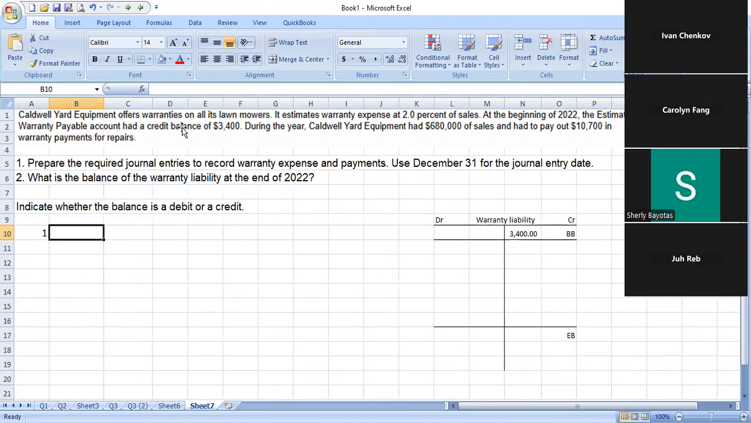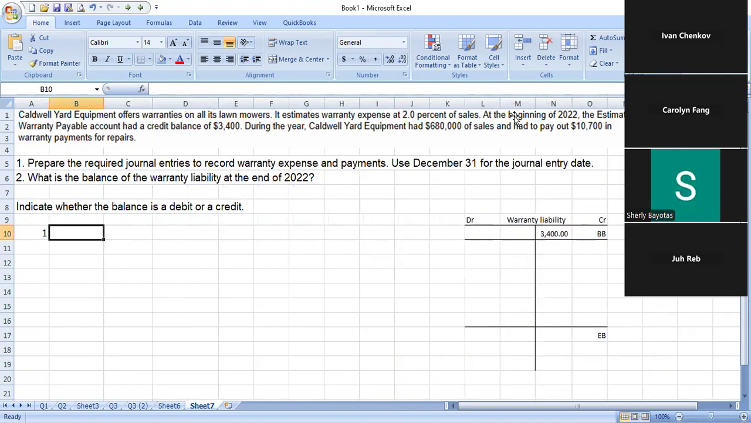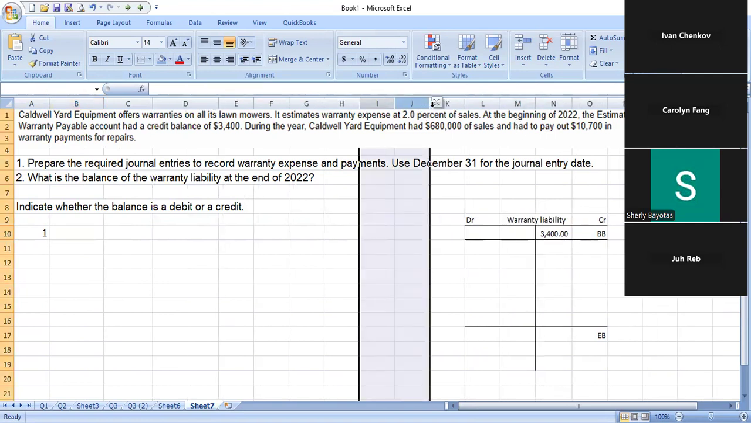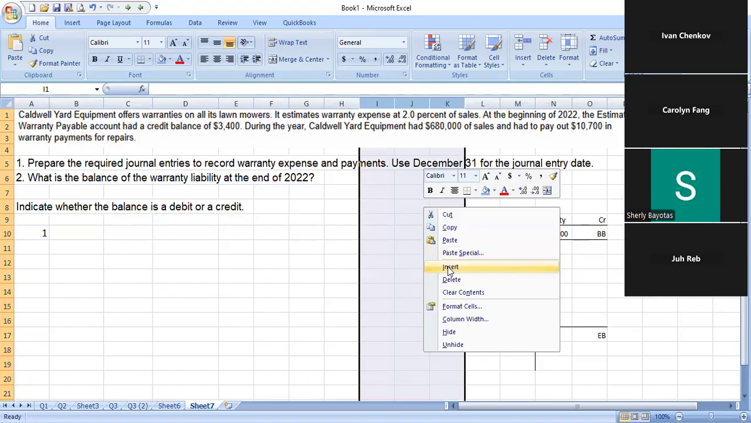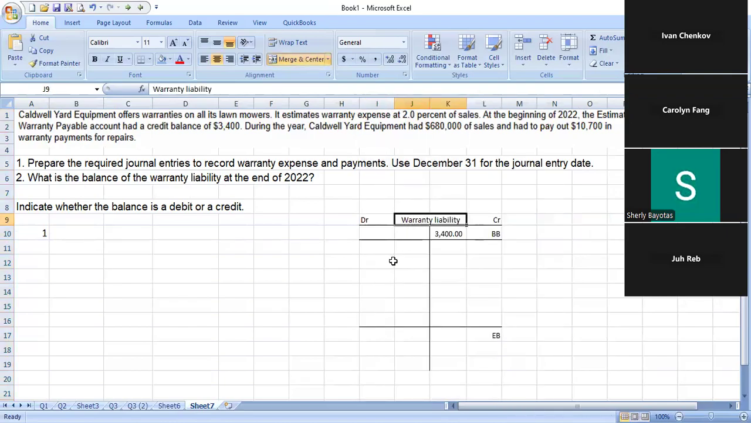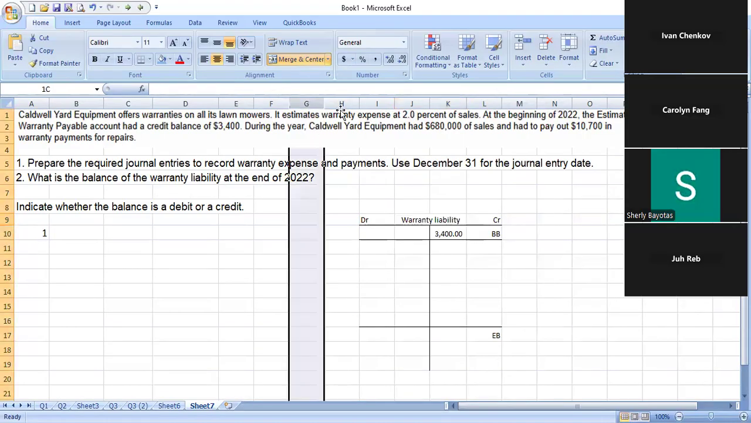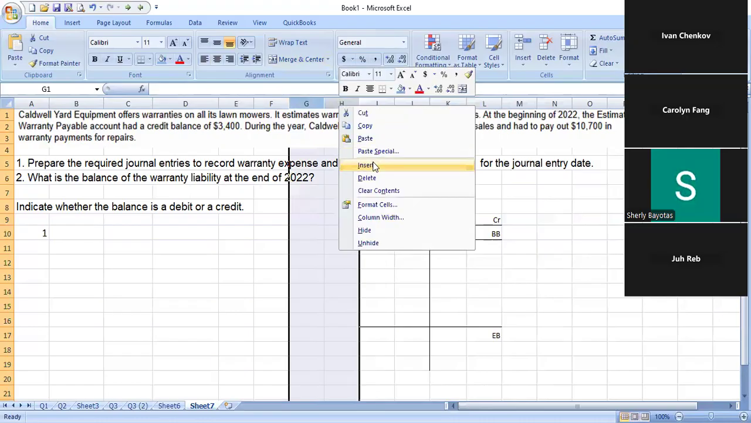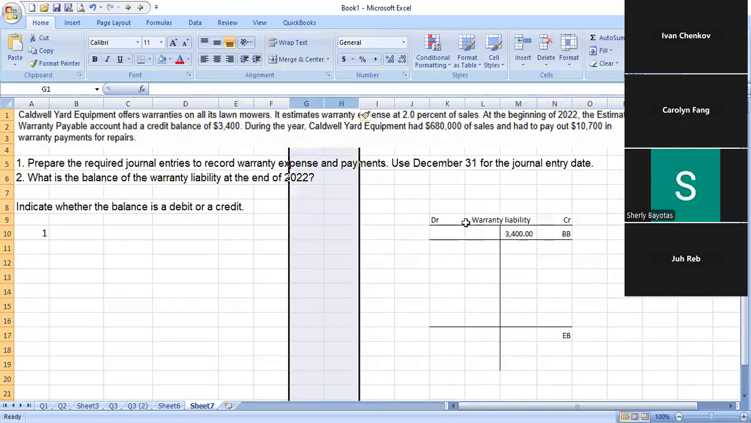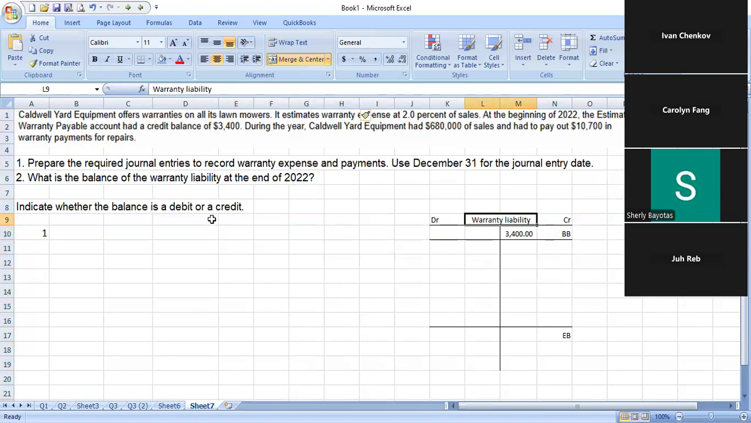Debit warranty expense, credit estimated warranty payable. You're correct with the estimated warranty payable, but now we have to adjust our terminology to warranty liability, right? Because the question here asks us for warranty liability, but technically you're correct. It's an estimated warranty payable. It's a liability account, but in this case, we simply call it warranty liability.